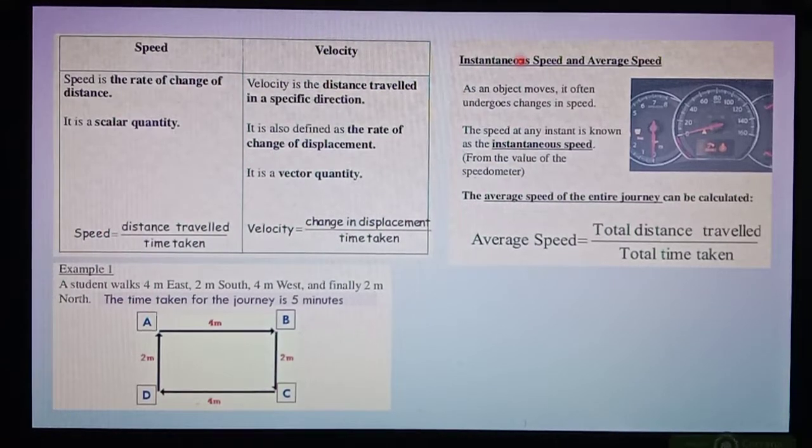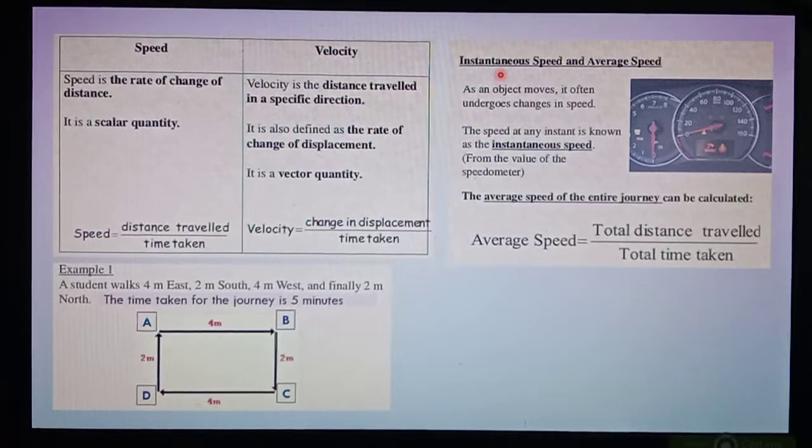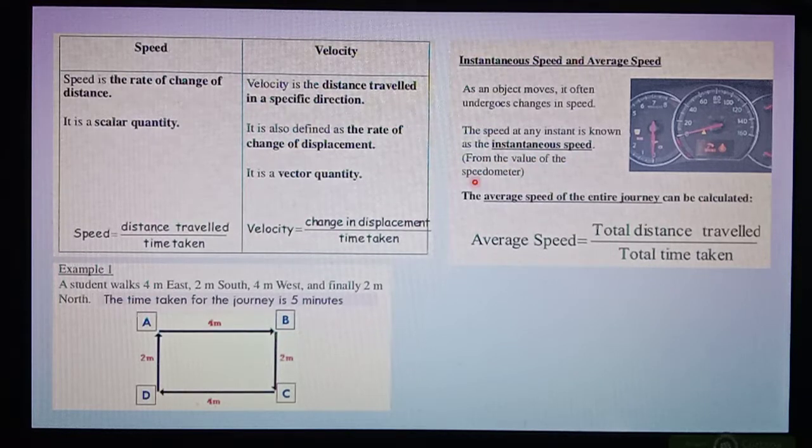Okay, next, instantaneous speed and average speed. As an object moves, it often undergoes changes in speed. As you can see in the car, you can observe the value of speed shown by the pointer on the speedometer. Okay, this one is the speedometer. The speed at any instant is known as instantaneous speed, from the value of the speedometer.